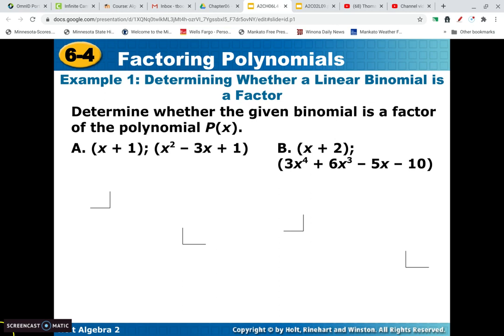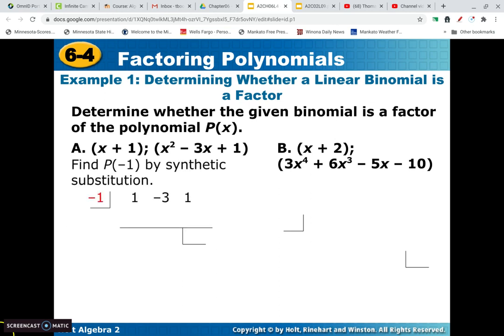So what we can do is determine whether each given binomial is a factor of the polynomial. We just use synthetic division, so let's try that. On problem A here, let's put -1 into the magic box. And of course we have our coefficients 1, -3, and 1. If we go through the synthetic division process, we get 5 for the remainder. Well, that means it's not a factor, because it didn't divide in equally; the remainder wasn't 0.